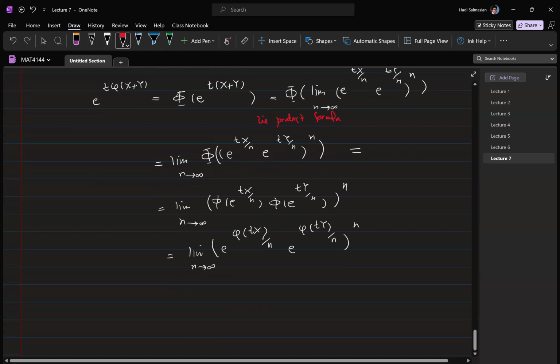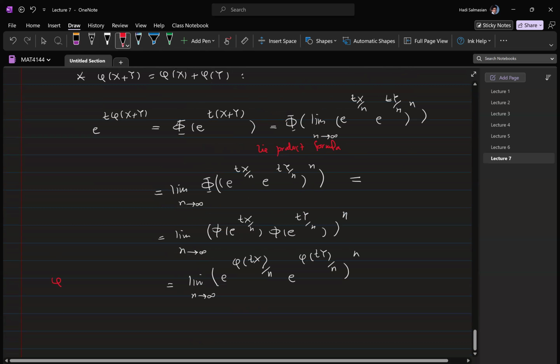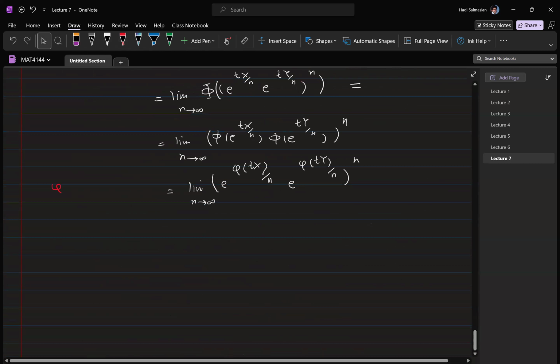So here I'm using the fact that phi preserves the scalars. Preserves the scaling, okay? And now what do I have on the right-hand side? Again, I can use the Lie product formula, this time for phi of tx and phi of ty. So by the Lie product formula, I end up with e to the power phi tx plus phi ty, which is e to the power t times phi x plus phi y.